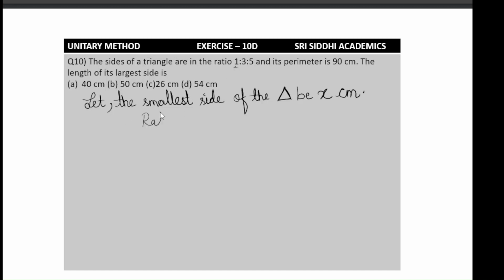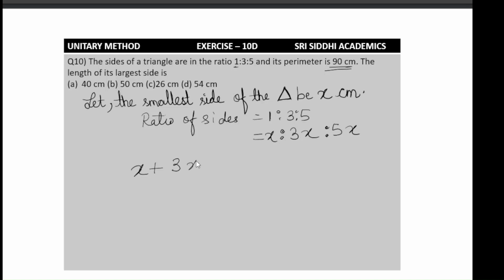Ratio of sides that's given is equal to 1:3:5. So if the smallest side is x, then what will the next side become? 3x definitely, and the longest side will become 5x. Okay, so perimeter has been given to us. Now to find perimeter, what do we do? We add all the sides. In case of a triangle, so let's add x plus 3x plus 5x. This will give us the perimeter of the triangle when we add up all the sides.